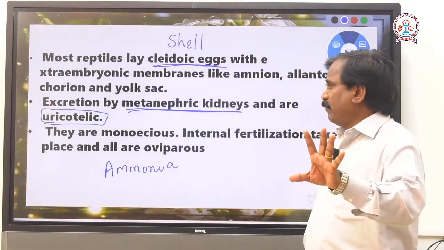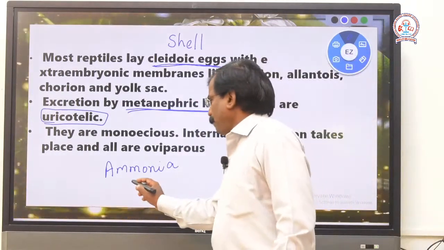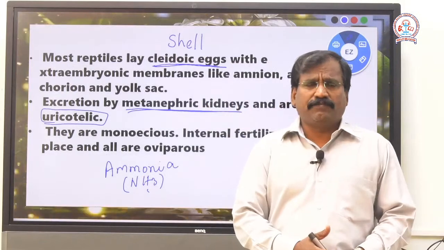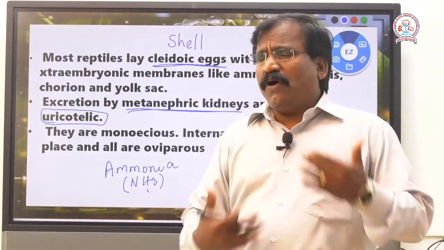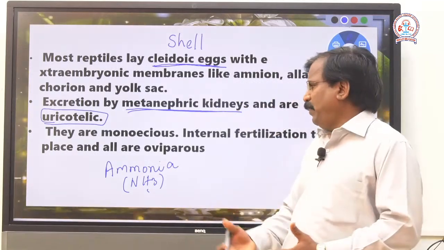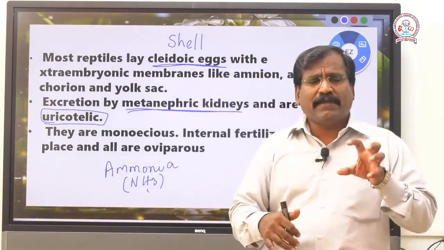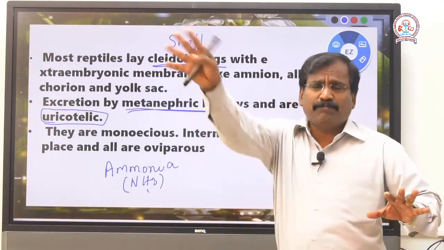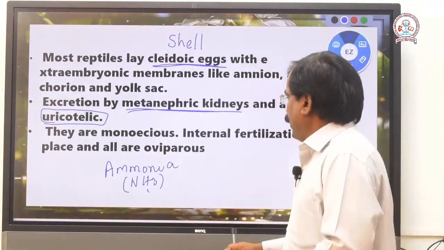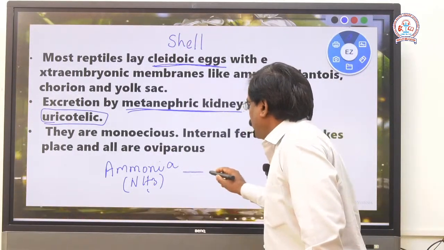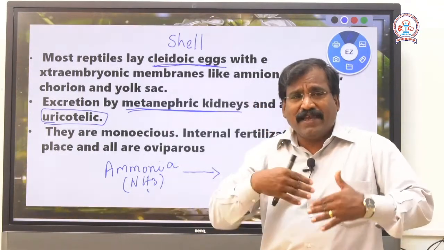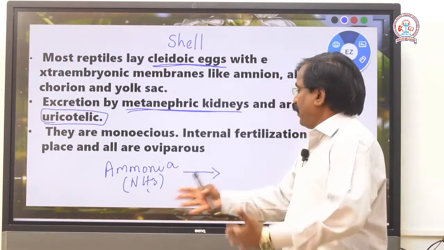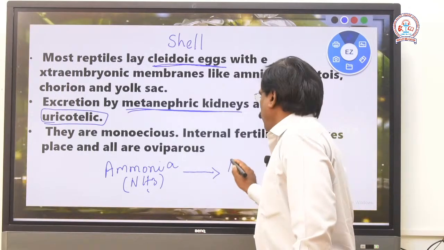The major metabolic waste is ammonia, NH3. Ammonia is highly toxic, so it should not remain in the body for a long time. If it remains inside the body, it damages the cells and disturbs the normal metabolism. So what must happen? This ammonia must be excreted. If ammonia is excreted as ammonia in the same form, that is ammonotelic.